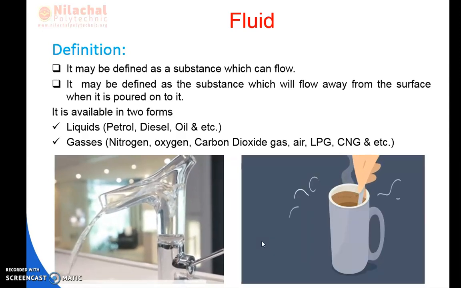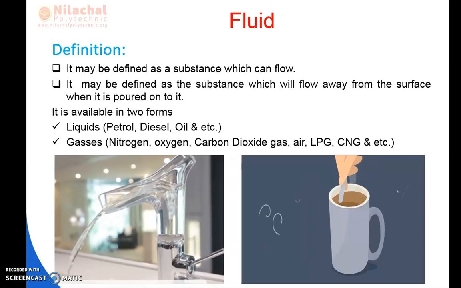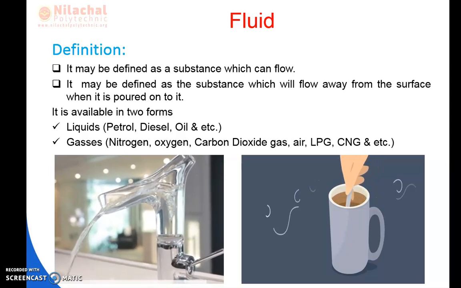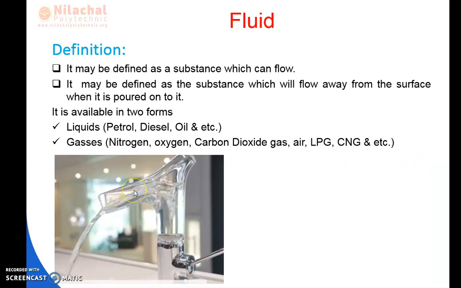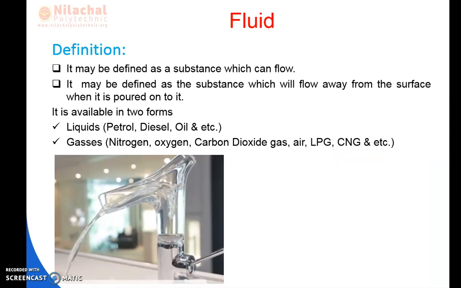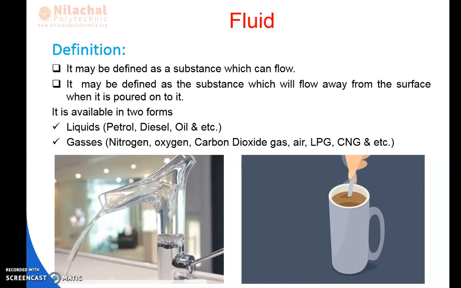Fluid is in the form of liquid and gas. It has no definite volume, and it takes the volume of the container in which it is kept. Liquids, for example petrol, diesel, and oil, are the best examples of liquid. Gases may be nitrogen gas, oxygen gas, carbon dioxide gas, LPG, CNG. These are examples of gas.